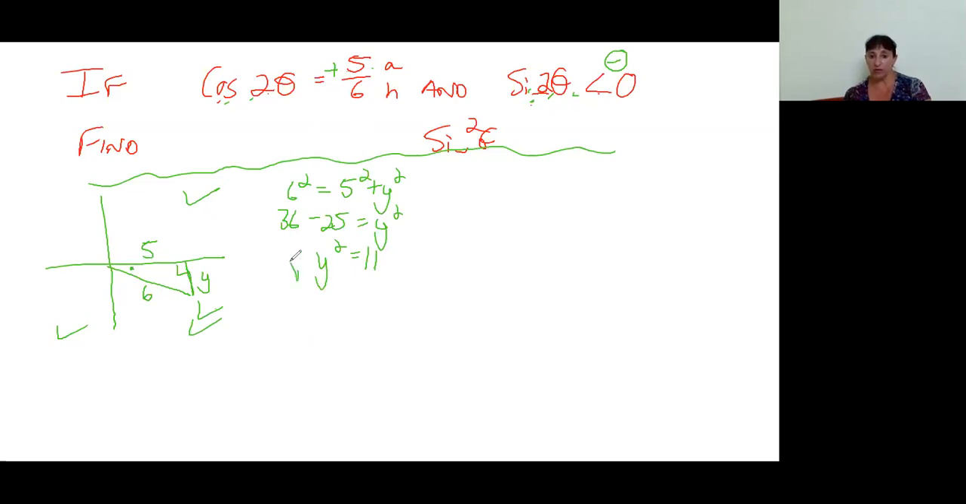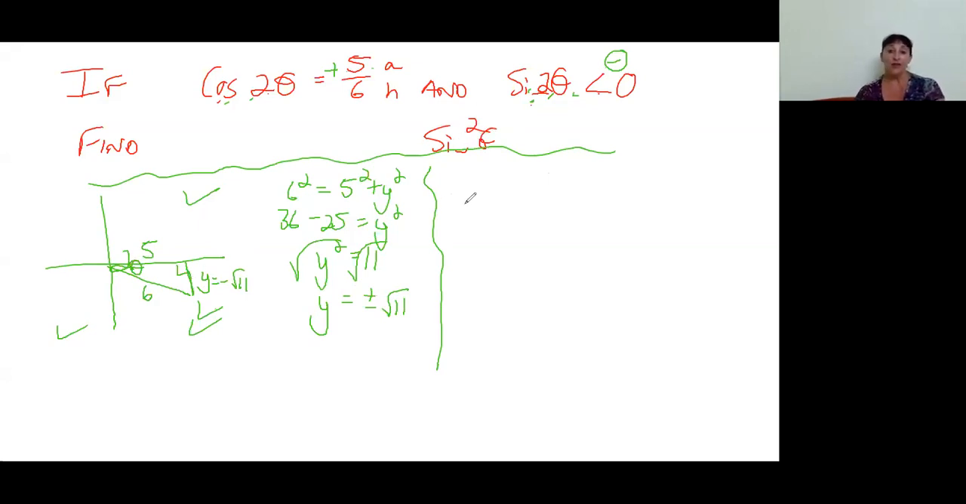And then I square root. So y equals plus or minus root 11. It is minus root 11 because it's parallel to the negative y-axis. And now I need to find sine squared theta, but this is a 2 theta angle, not a theta angle. So I can't use things as they are. I can't just go and find sine of 2 theta when it's sine of theta.